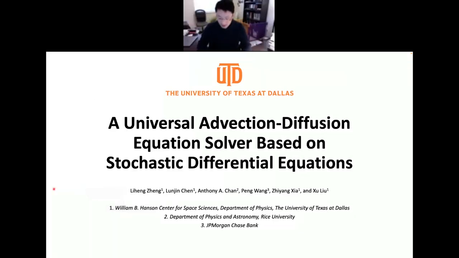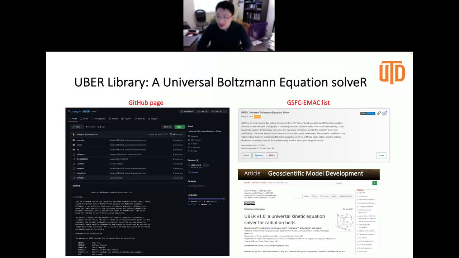Okay. So I will talk about a universal advection-diffusion equation solver, which is a Fortran library mainly written using Fortran 2008, which is an object-oriented Fortran. The name of the library is acronymed UBA for Universal Boltzmann Equation Solver. It is publicly available from GitHub, and it is also listed at EMAC. A paper describing the library is published in Geoscientific Model Development.